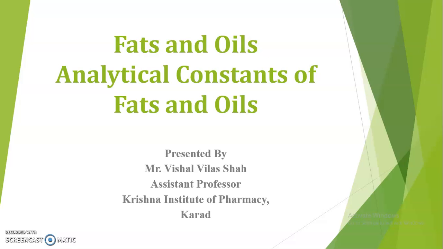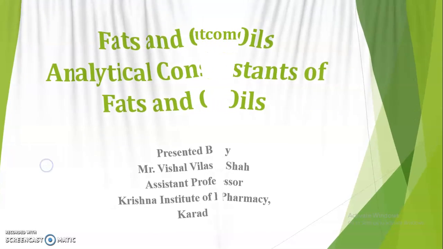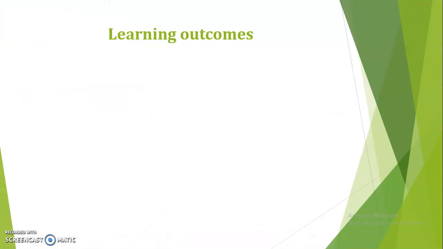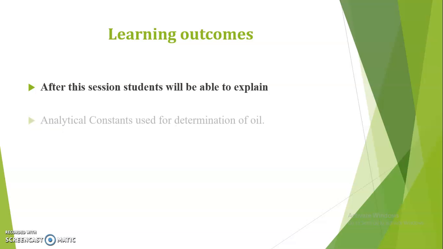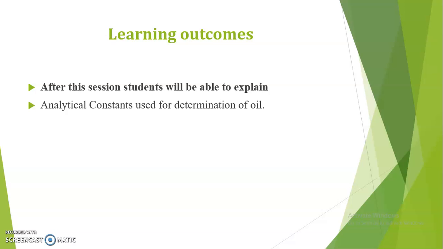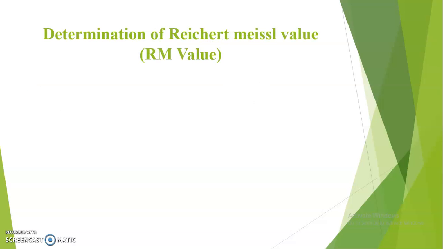Now let's begin with today's session, that is Reichert Meissl value. Before that, we will see the learning outcomes of this session. After this session, students will be able to explain the analytical constant used for the determination of an oil or fat sample, that is the Reichert Meissl value, which is also commonly known as RM value.